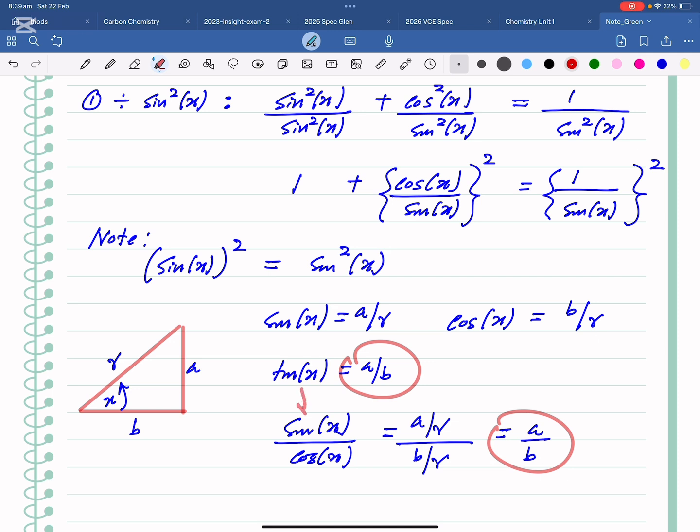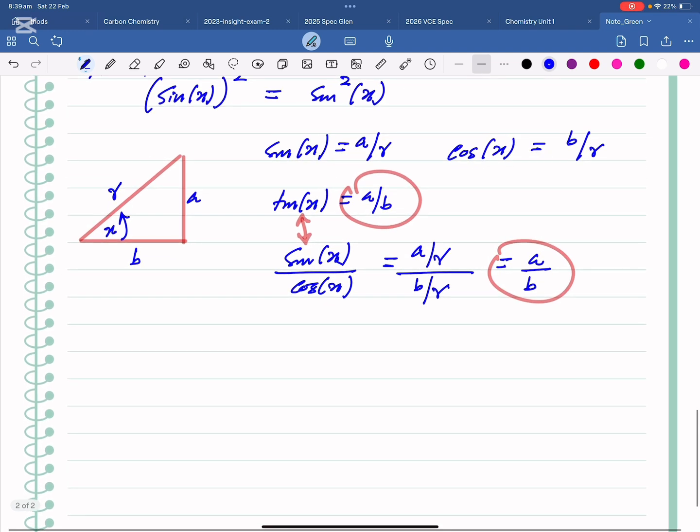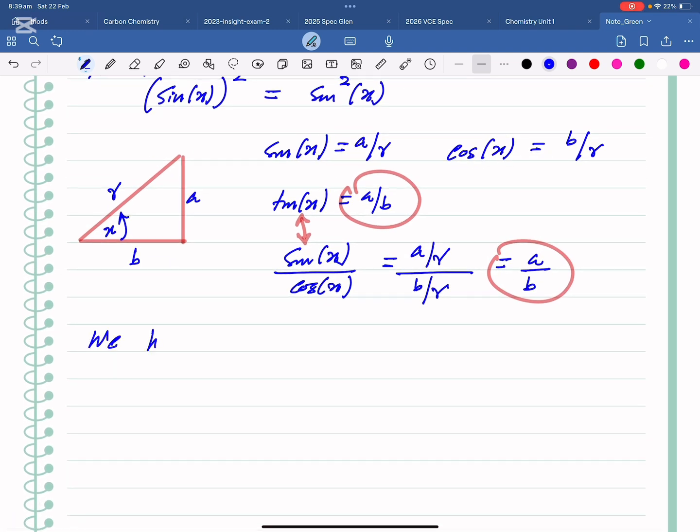So tan x is equal to sin x divided by cos x. Right? Now that is important. So we know that now. We know that tan x becomes sin x divided by cos x, so you can universally use it.